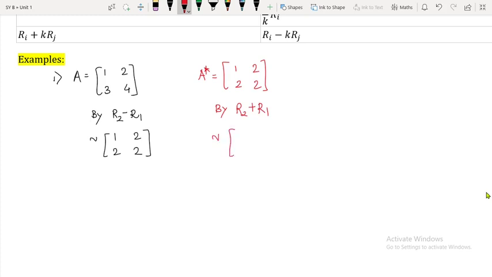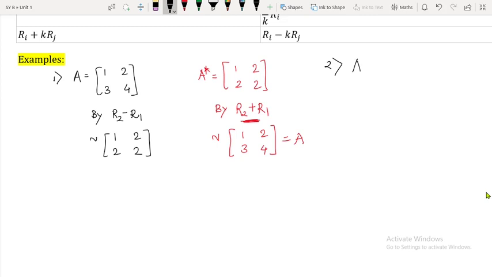So if I perform R2 plus R1, then I will get my A back. What will be my matrix over here? 1 2, 2 plus 1 is 3, and 2 plus 2 is 4. So that is nothing but A. Therefore this operation is called the inverse elementary row operation over here. I hope you are getting my point. Similarly we can have some more examples.